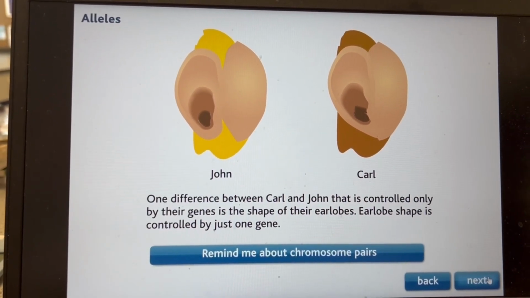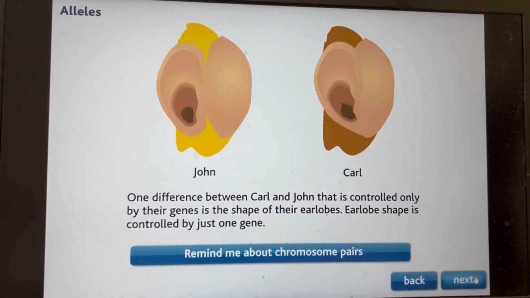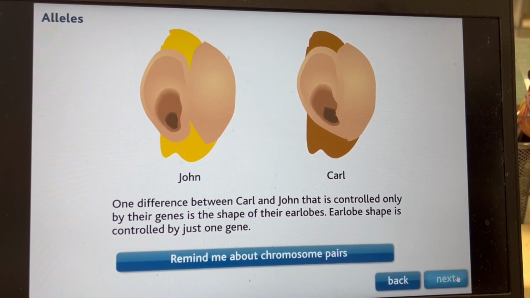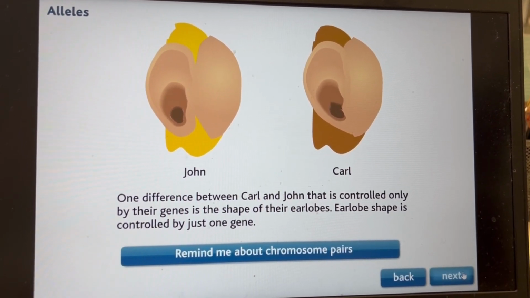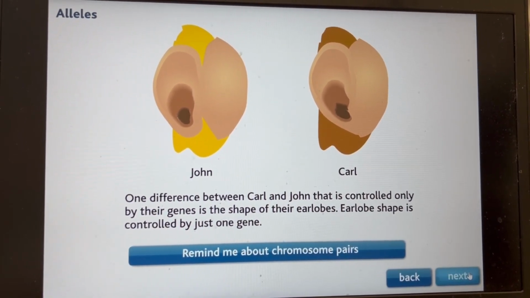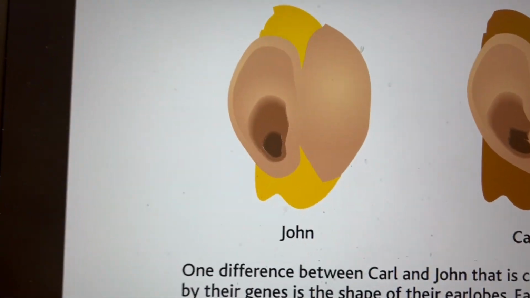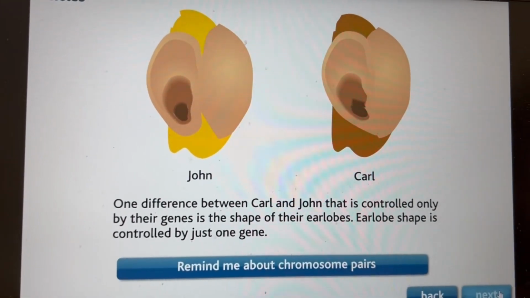One key difference is both brothers have different types of earlobes. Carl has attached while John has detached earlobes. Okay, but the genes shape their earlobes. Earlobe shape is controlled by just one gene. So let's just remind ourselves about chromosomes.